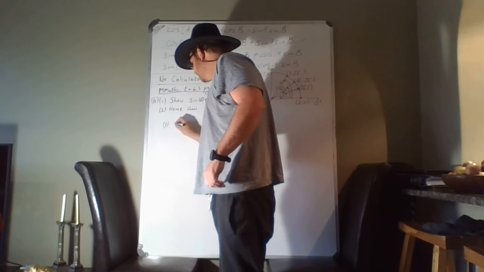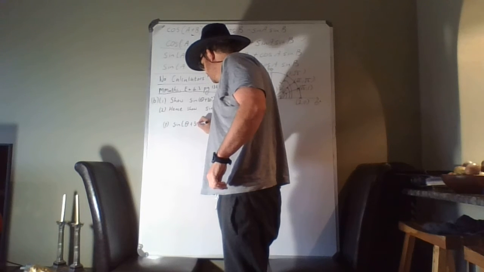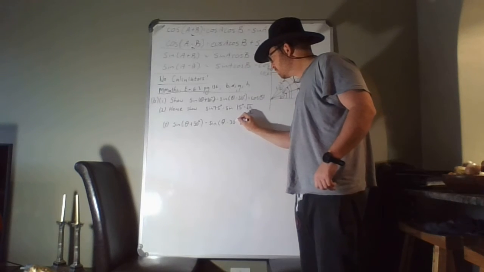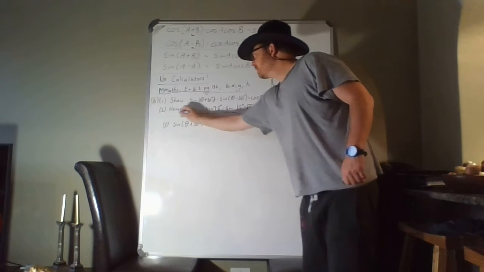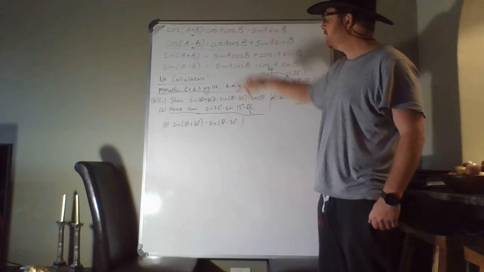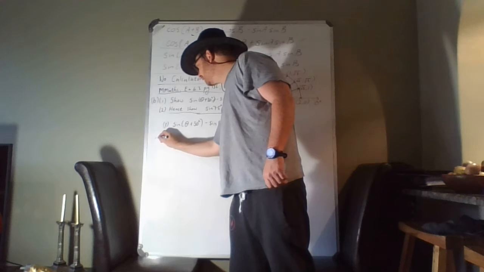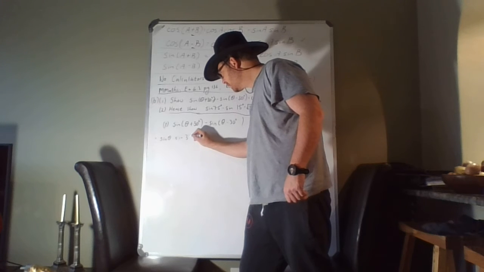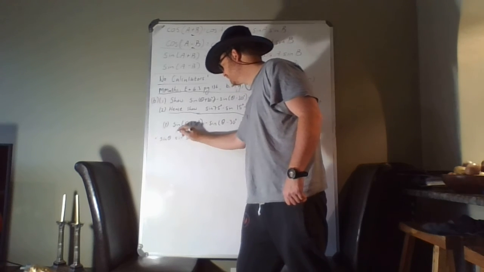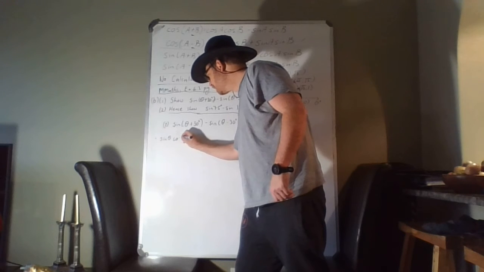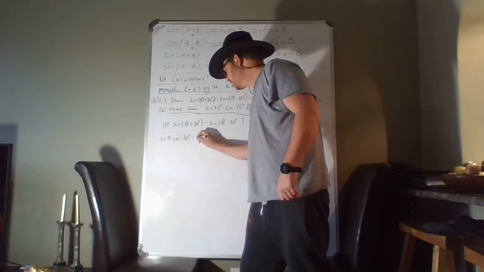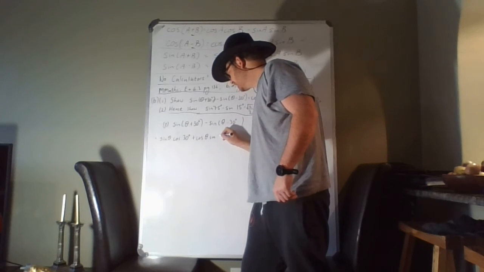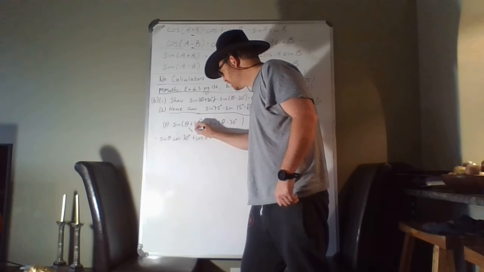So for 1, we've got sine of theta plus 30 minus sine of theta minus 30. We're just going to apply our compound angle formula: sine of one angle plus another angle is sine of the angle, cos 30, plus, and they swap around but the sine stays the same, cos theta sine 30. So that's that over there.